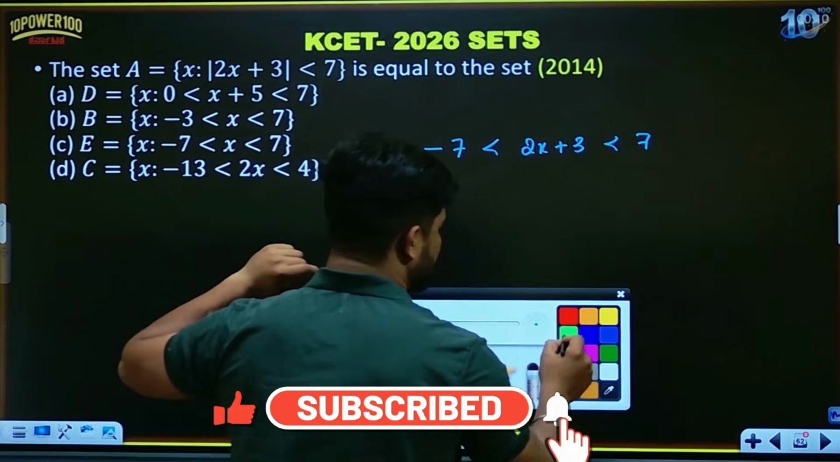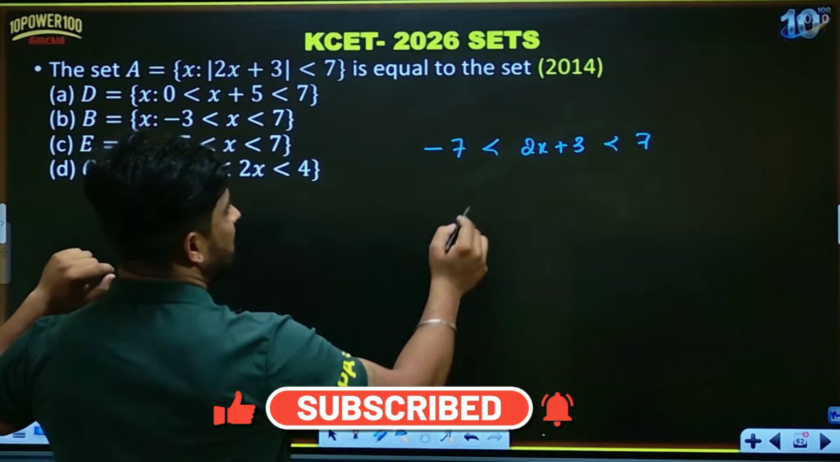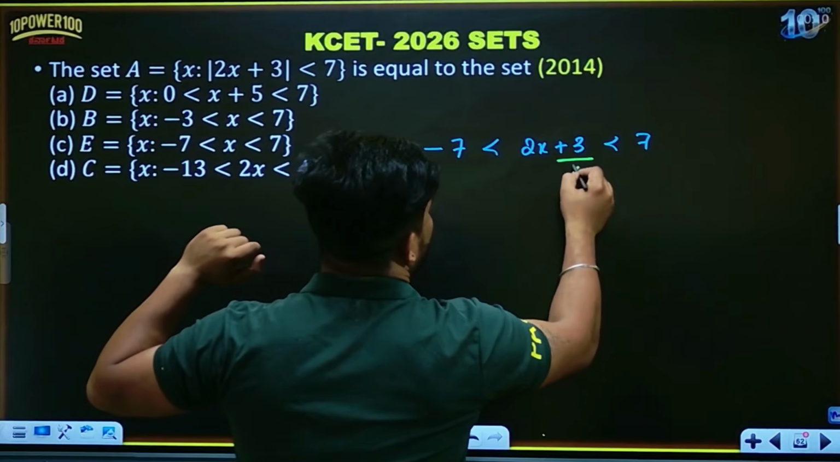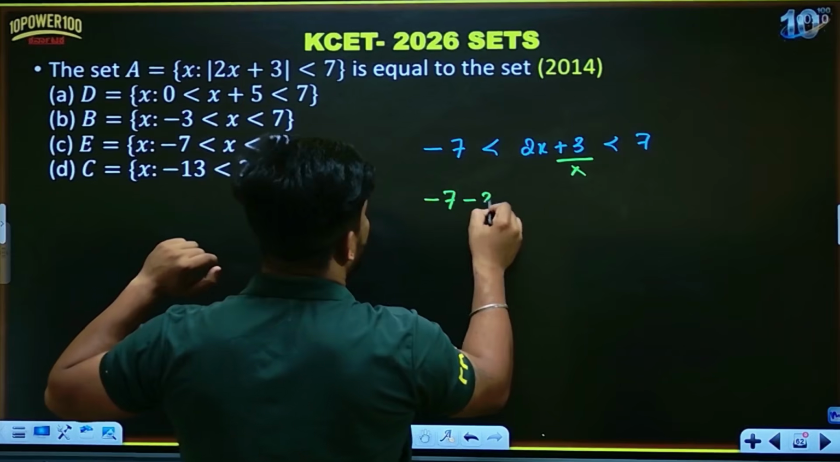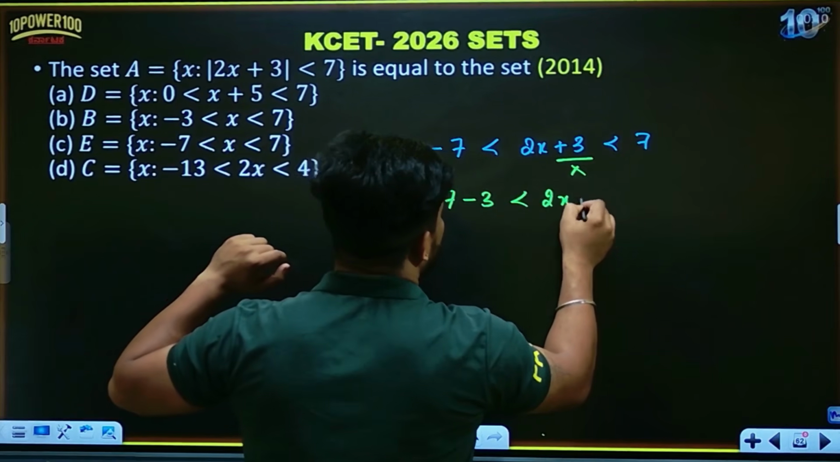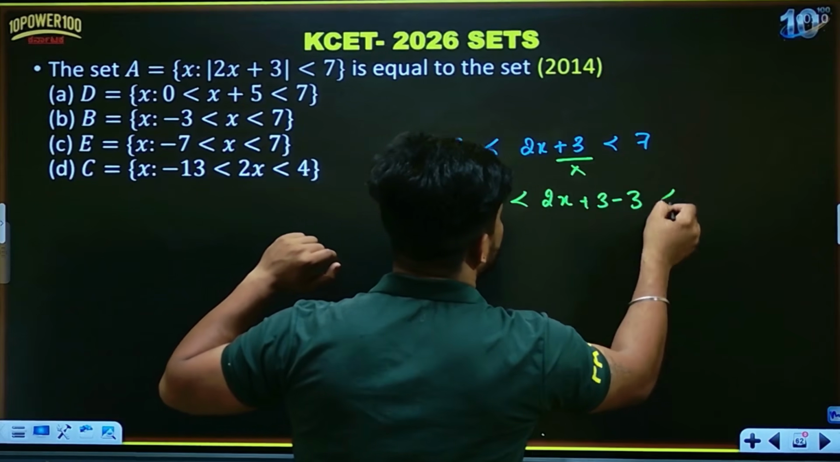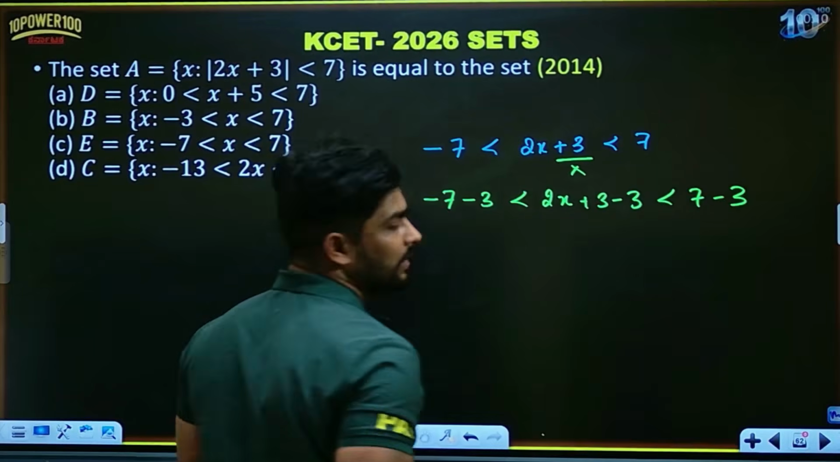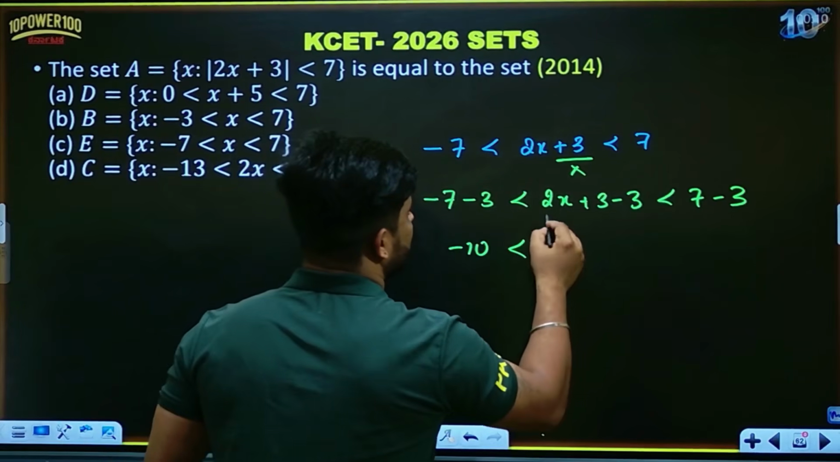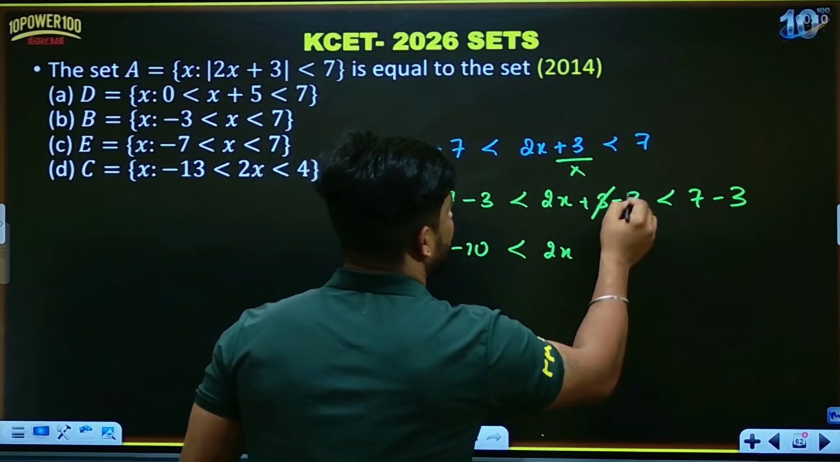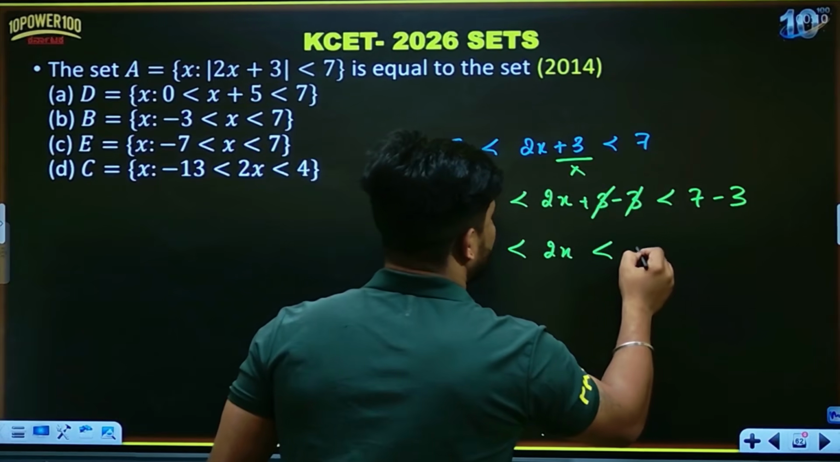Okay, so this is the first thing you have to take it like this. Now I have to remove this plus 3, correct? So I add plus 3, minus 3 everywhere. So 2x plus 3 minus 3 less than 7 minus 3. Do you understand this? So 7 minus 3 is minus 10 less than 2x, and this minus 3 plus 3 cancels, less than 7 minus 3 is 4, children.